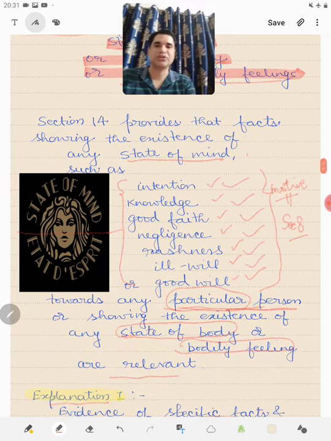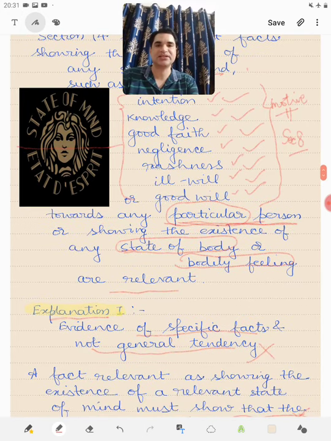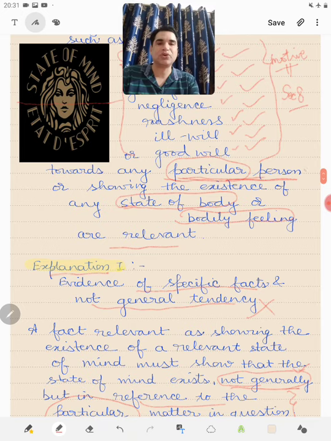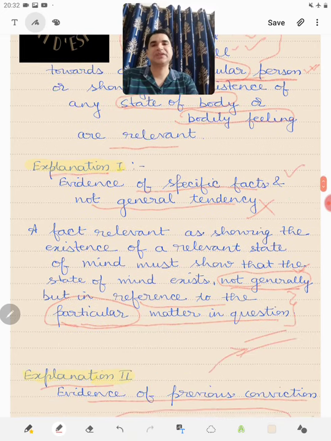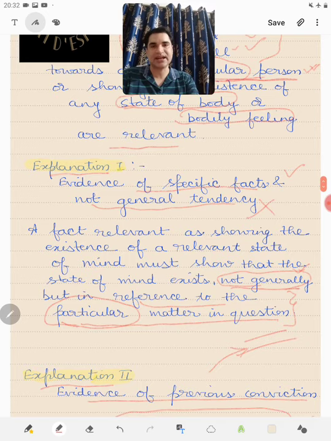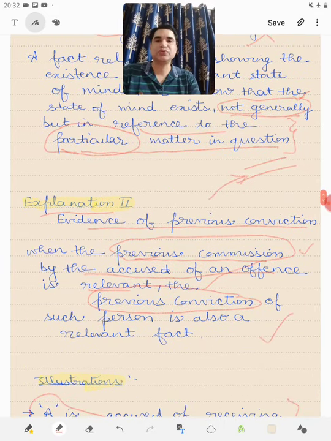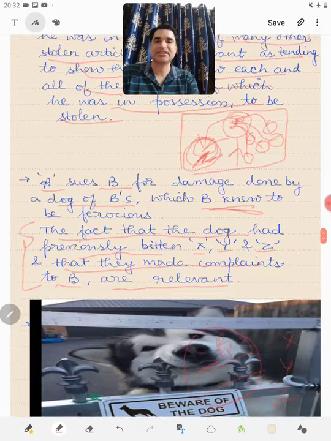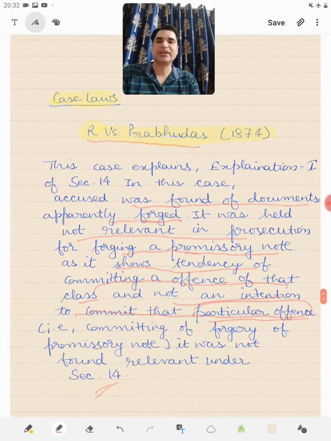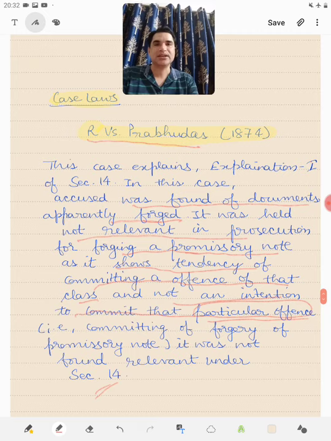For example, intention, knowledge, good faith, negligence, rashness, ill will, goodwill. But remember, friends, they are only with respect to a particular person and with respect to the specific facts. Explanation 1 says that general tendencies are not relevant, as we saw in the case of R versus Prabhudas. And in explanation 2, we saw that where the previous commission of an offense is relevant, previous conviction also becomes relevant. We saw certain explanations attached to it, and two case laws, R versus Prabhudas, where it was said that a general tendency to commit an offense will not be relevant.